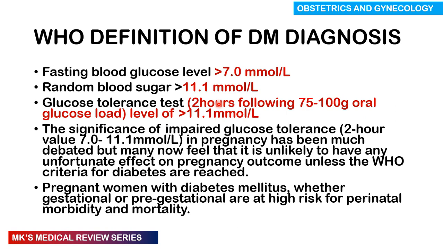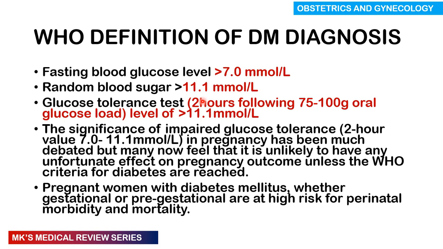So what are some of the WHO definitions of DM in general? So this is a fasting blood glucose greater than 7, a random blood glucose greater than 11.1. Let me just give you some perspective of what fasting blood glucose and random blood glucose is in case you're tackling this for the very first time and you haven't watched the video in internal medicine.